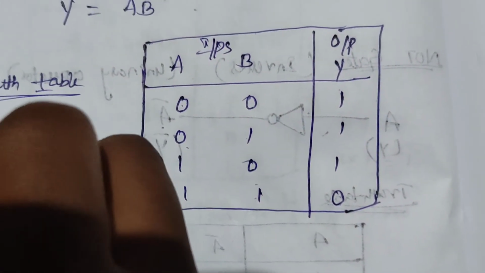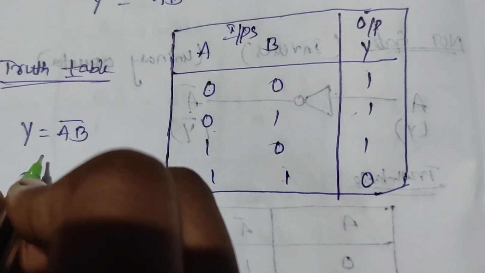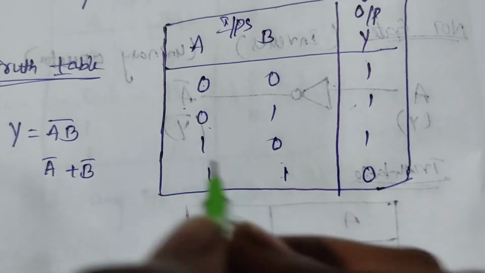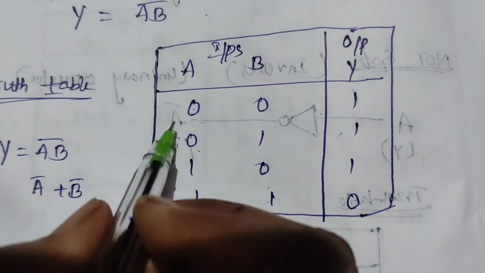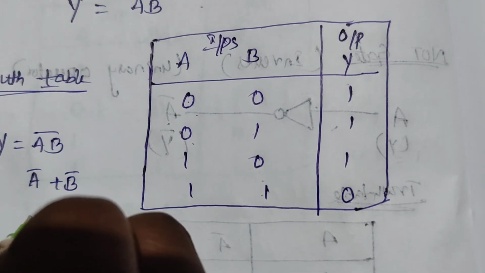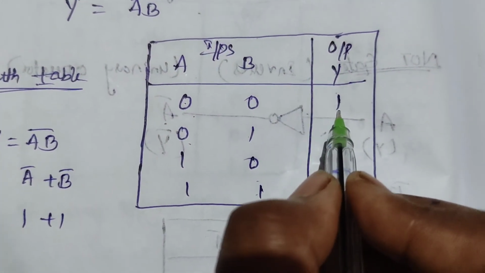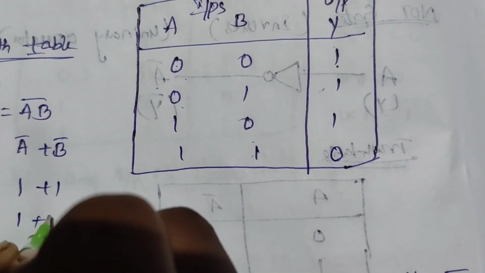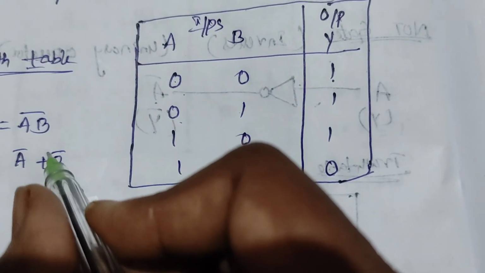Equation is Y = (AB) bar. If we expand the complement, what happens? A bar plus B bar. So if we apply this, first we apply inputs 0 0. So 0 bar becomes 1, plus 1. So 1 plus 1 means 1. And the next case, 0 1: A bar means 1 and B bar means 0. So 1 plus 0, as we are performing the plus operation.